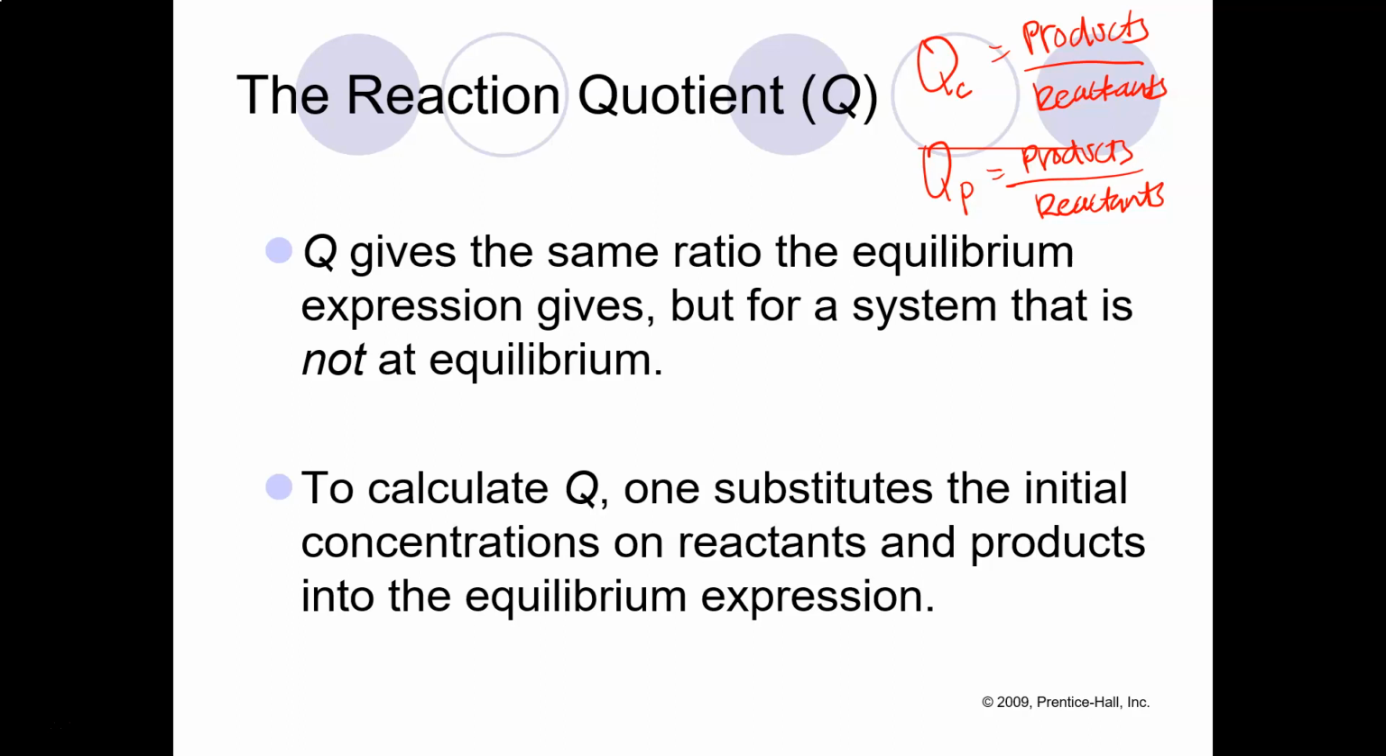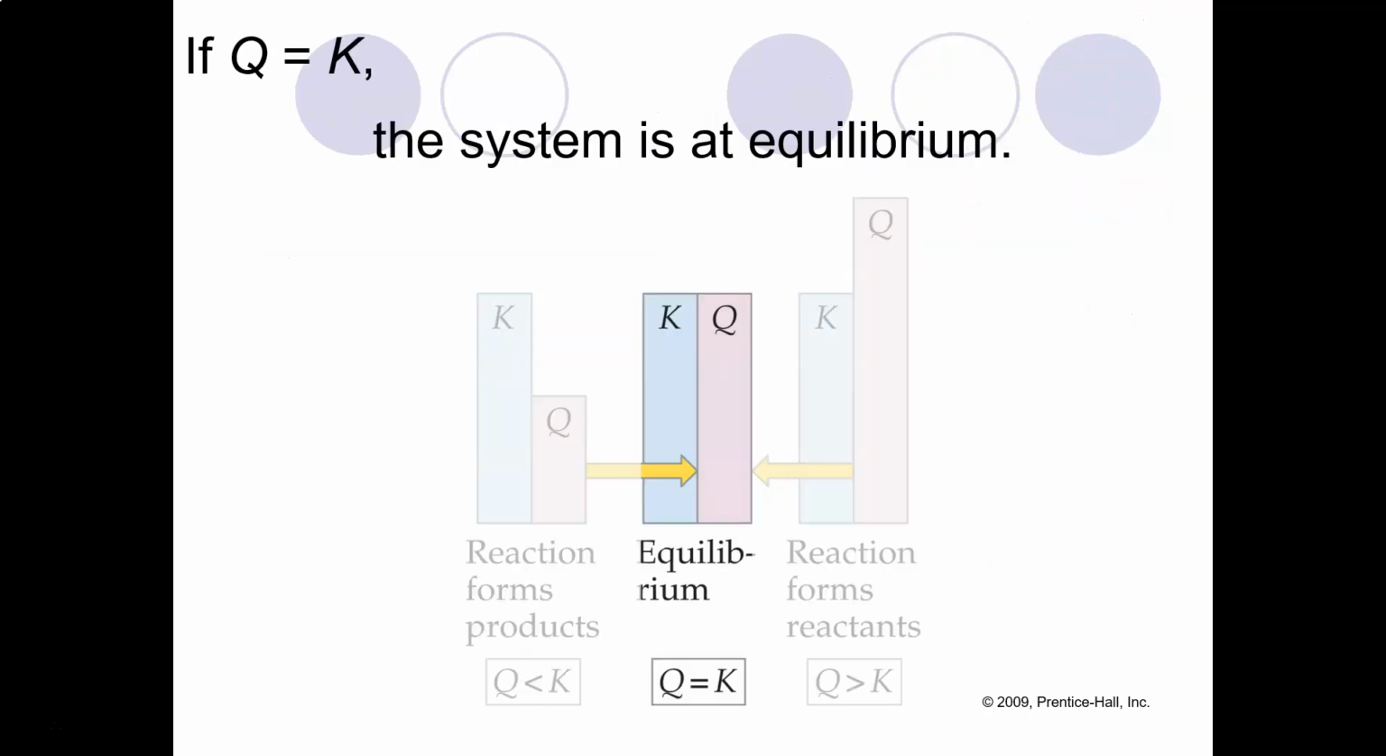In Q, you can put initial numbers. In Q, you can put after-15-minutes numbers. It doesn't have to be at equilibrium for Q. Like I mentioned, if the Q value, the right now constant, is the same number as the equilibrium value, the equilibrium constant, that tells you that you're at equilibrium.